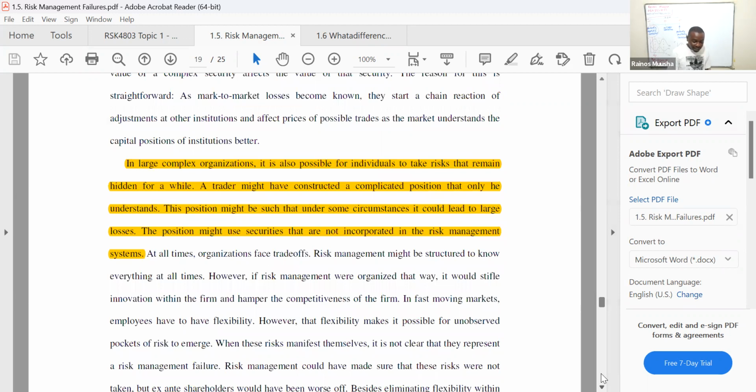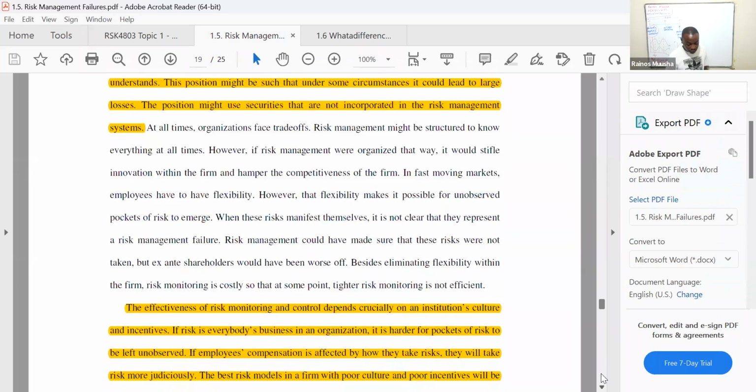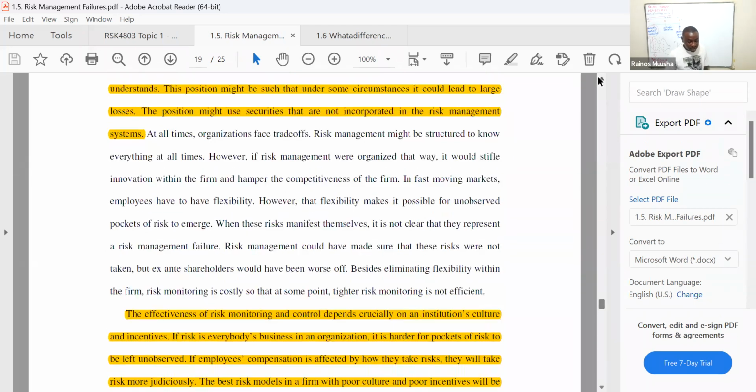So in large complex organizations, it is also possible for individuals to take risks that remain hidden for a while. So a trader might have constructed a complicated position that only he understands. So this position might be such that under some circumstances, it could lead to large losses. So the position might use securities that are not incorporated in the risk management systems as well, which means that in that case, the risk management system is not going to be able to monitor and manage those risks, mainly because it's not within the parameters of the risk management system.